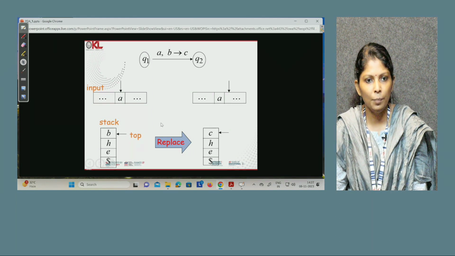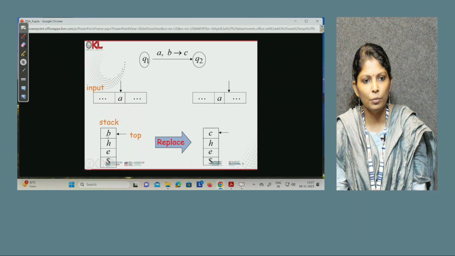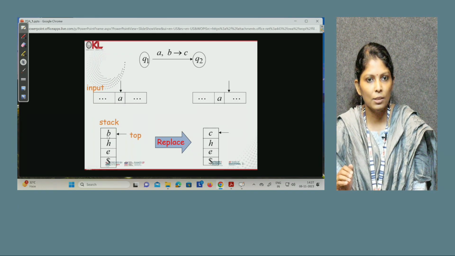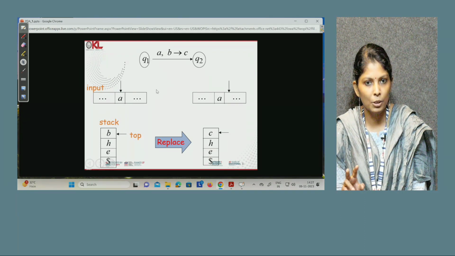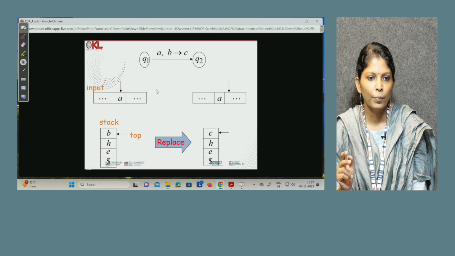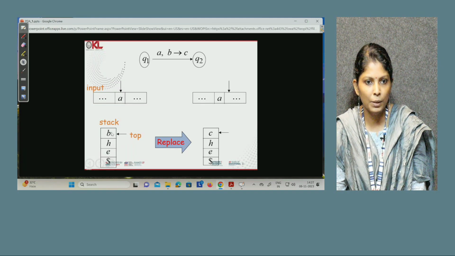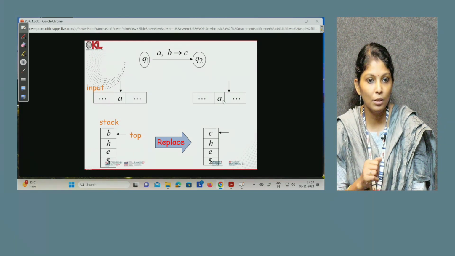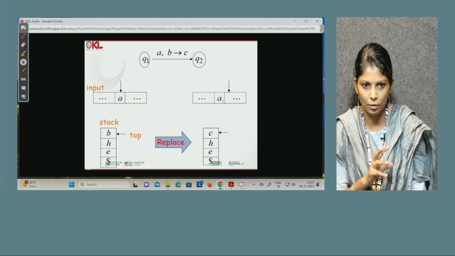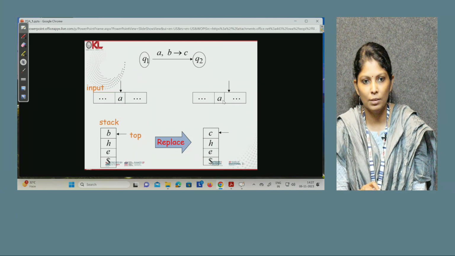See, in the input tape we have A as the next input symbol we are going to process, and on top of the stack we have B. The transition says that if you have the input A and the stack top is B, the machine has to change to the state Q2, and at the same time this B has to be replaced with C. After processing A, B is popped out and C is pushed in. So in effect B is replaced with C.